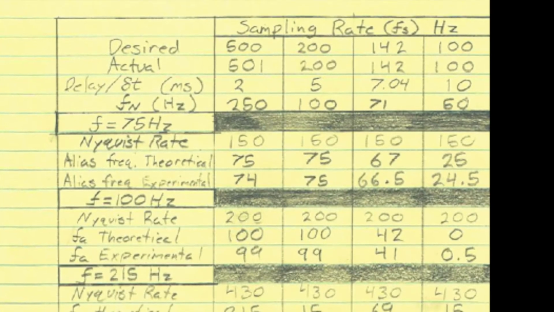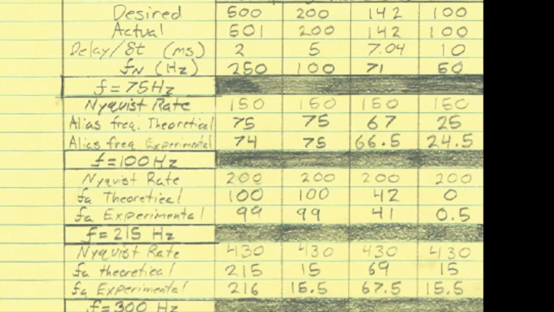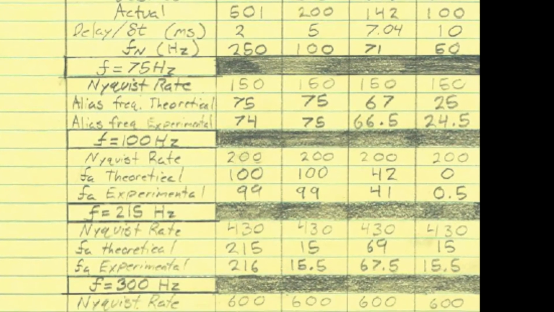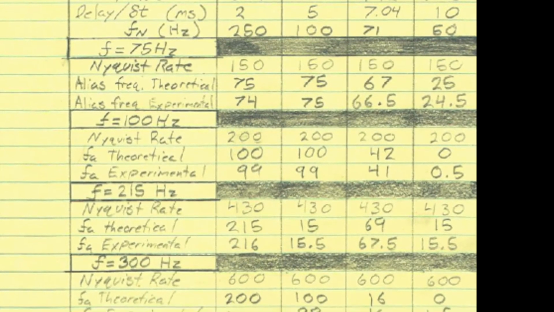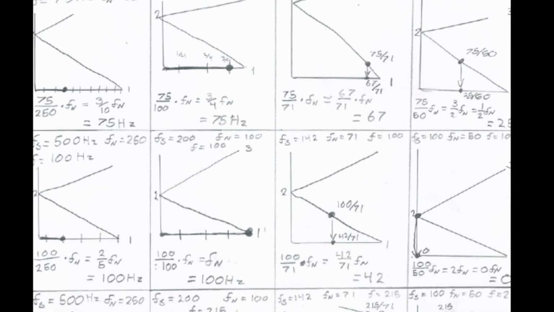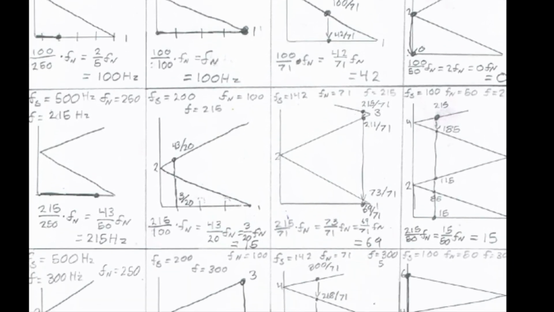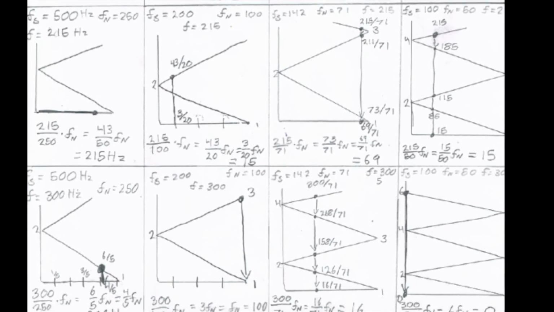Summarizing our results from exercise 1, we have calculated the theoretical alias frequency and the experimental alias frequency and summarized it all here for each sampling rate and signal rate. And here we have the folding diagram calculations, which were used to find the theoretical alias frequency for all signal and sample frequencies.